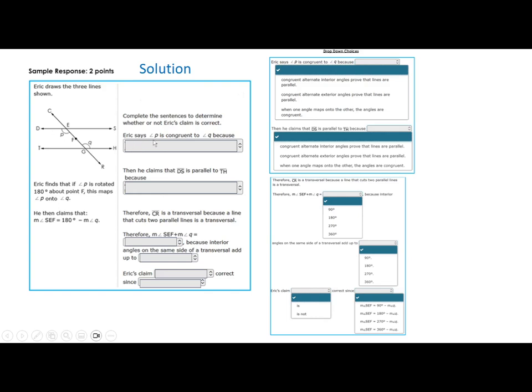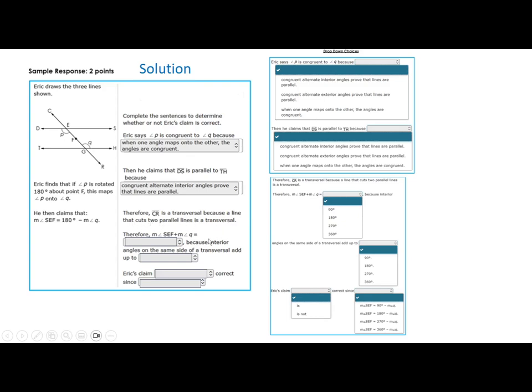All right, the first one, Eric says angle P is congruent to angle Q. Why? When one angle maps onto the other, the angles are congruent. Then he claims that line DS is parallel to TH, yes. Congruent alternate interior angles prove that lines are parallel. These two are equal, that means the lines are parallel. Therefore, line CR is a transversal because a line that cuts two parallel lines is a transversal.